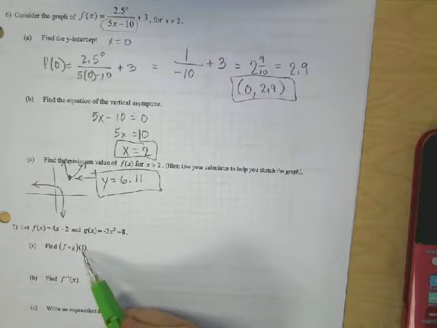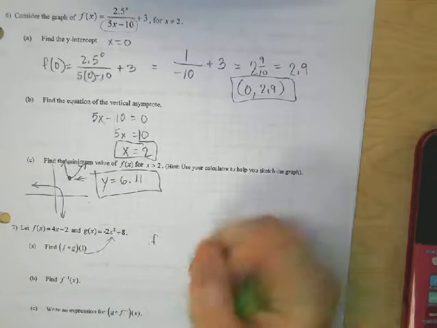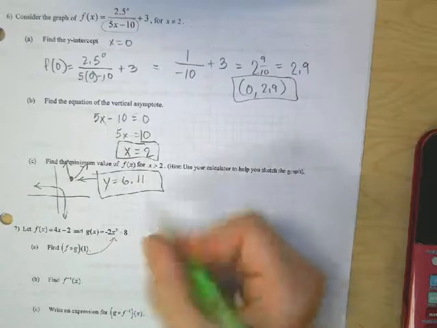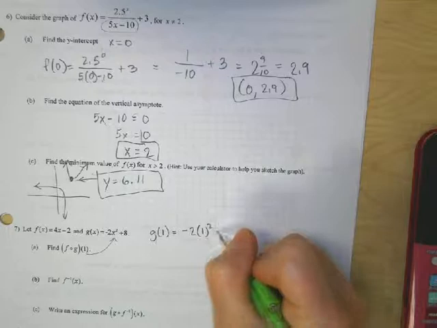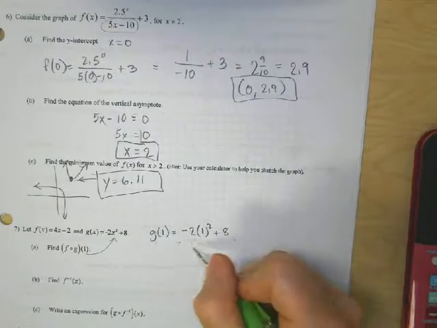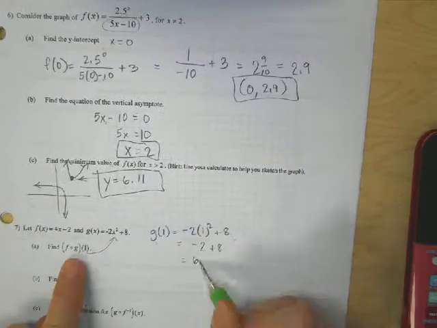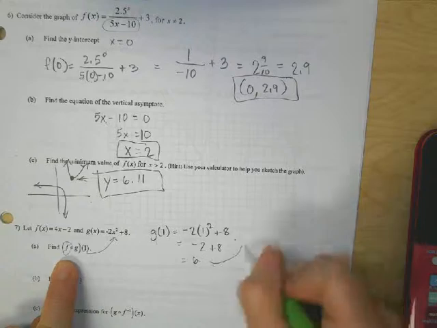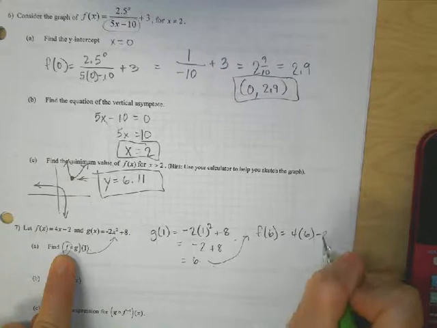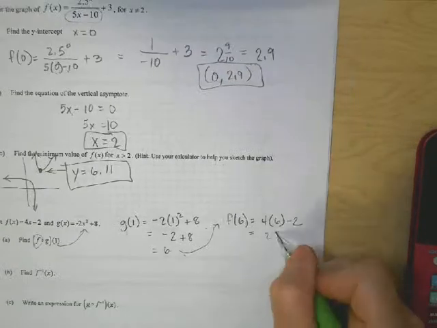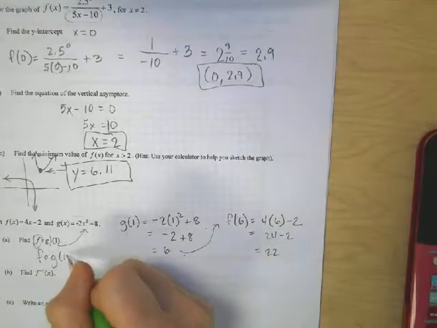Okay, next one, f of g of 1. Since the 1 is closer to the g, we're going to put the 1 into the function g. So g of 1 is what we're going to do first. g of 1 is equal to negative 2 times 1 squared plus 8. So I get negative 2 times 1, which is negative 2, plus 8. That gives me 6. Now I'm going to plug that into the other function. So now I'm going to do f of 6. So 4 times 6 minus 2. So I get 24 minus 2 equals 22. So f of g of 1 is equal to 22.